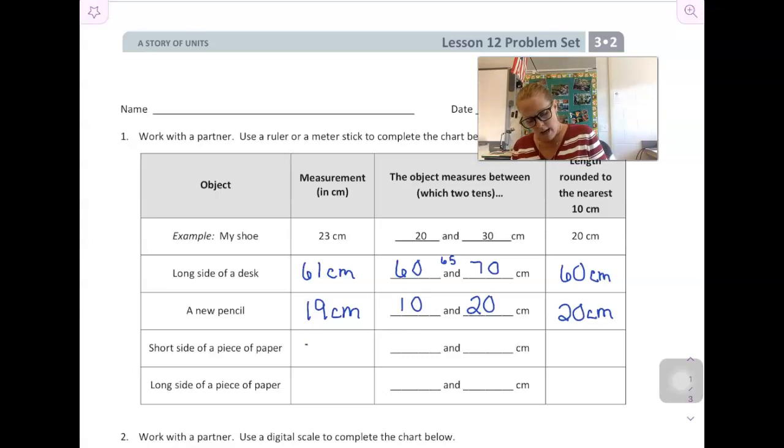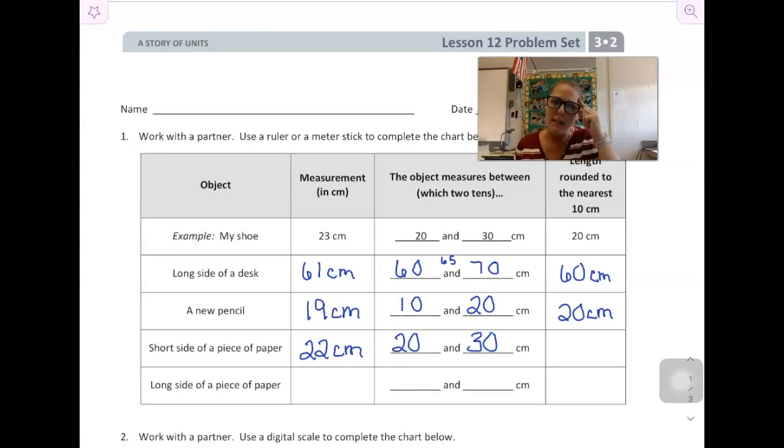A short side of a piece of paper is 22 centimeters long. 22 falls between 20 and 30 centimeters. Halfway, I'm thinking in my brain, halfway is 25. So what length are we going to round 22 to the nearest 10 centimeter? Go ahead and write it down. If you wrote 20 centimeters, you are correct. If you just wrote 20, you're incorrect because we need our units.